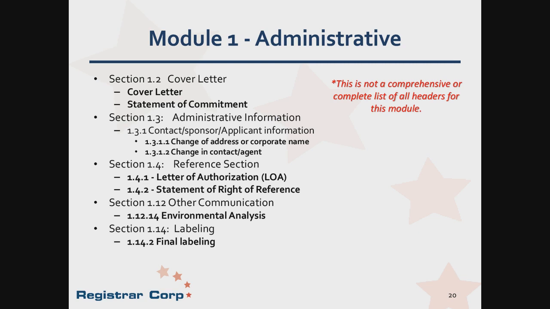Section 1.12 is a section for other communication. One of the common documents, an environmental assessment for Section 1.12, will be placed under Section 1.12.14. For products that have labeling, such as an active pharmaceutical ingredient, labeling can be provided in Section 1.12.2. There are other sections to Module 1, such as an annual report or meeting request. We provide guidance to our clients for these sections as needed, depending on the submission type.